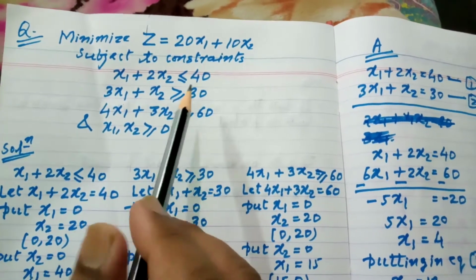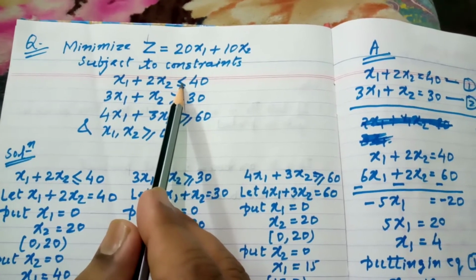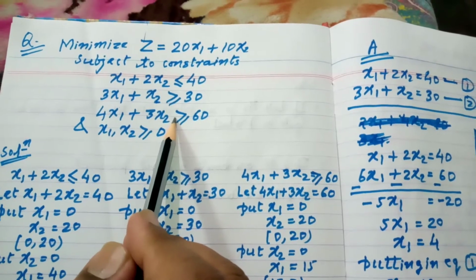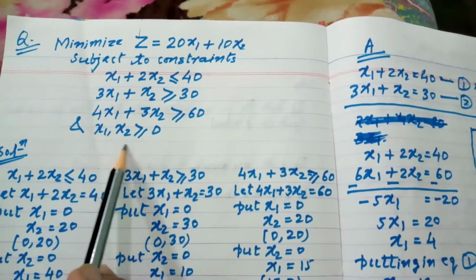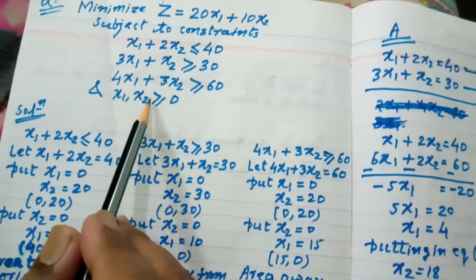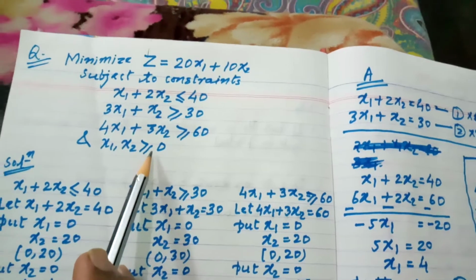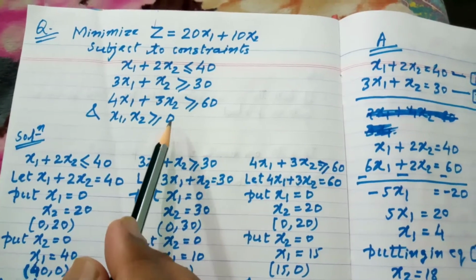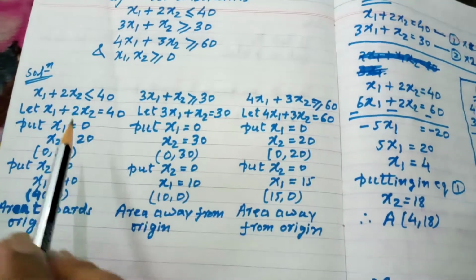So here you can see one constraint has less than equal to type, that is area towards origin, and the remaining two constraints have greater than equal to type sign, which means area away from origin. And of course this is a non-negativity condition, x1, x2 greater than equal to 0, which means both the variables are positive and the feasible or solution region will always lie in the first quadrant. Now quickly coming to the solution part.